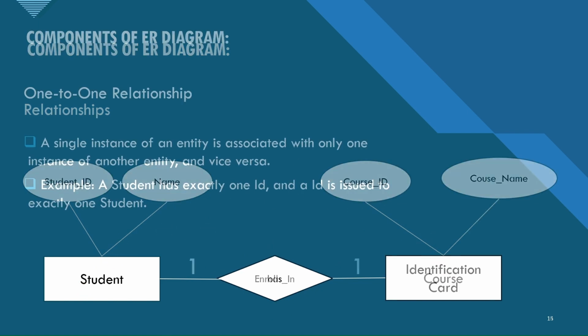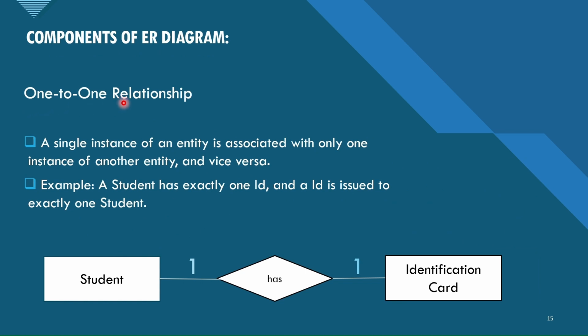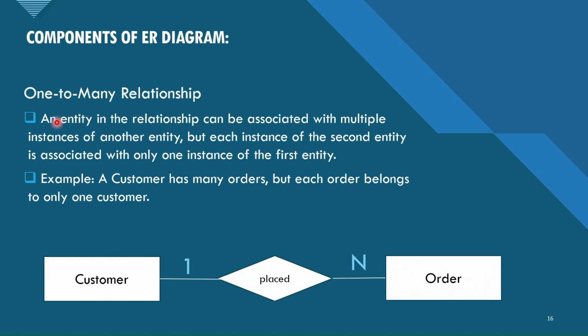There are many types of relationships. First one is the one-to-one relationship. In a one-to-one relationship, a single instance of an entity is associated with only one instance of another entity and vice versa. For example, a student has only one identification card, and a single identification card can only be issued for a single student. The second one is the one-to-many relationship.